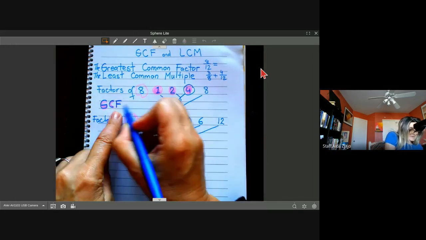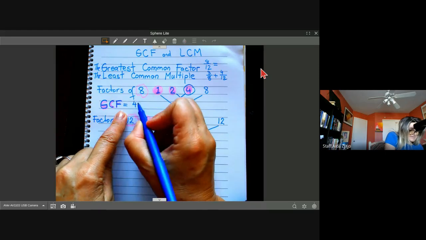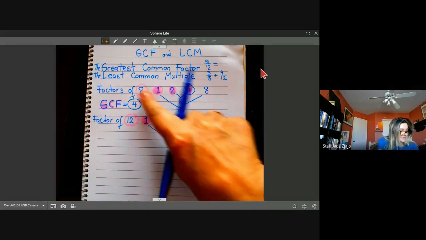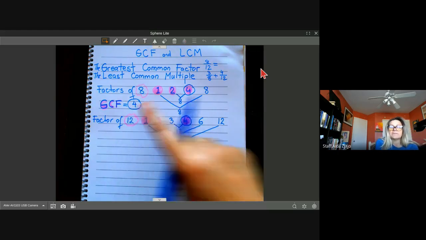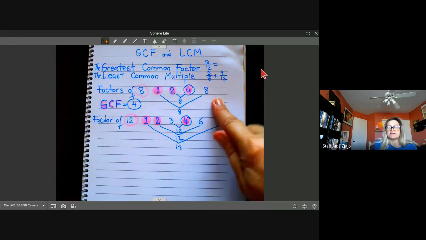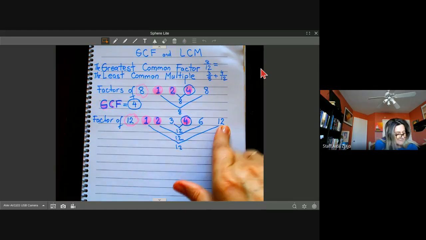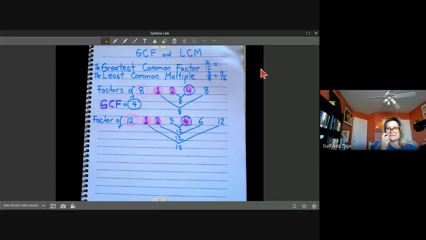That is 4. So their greatest common factor for 8 and 12 is 4, because we laid out all the factors for 8 and all the factors for 12, and then we found that 4 is the greatest common factor for 8 and 12.